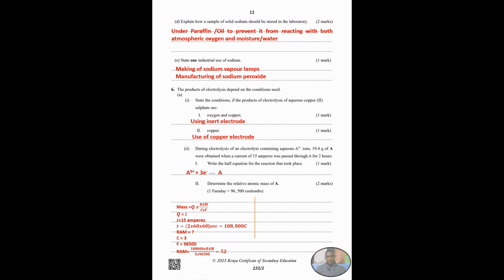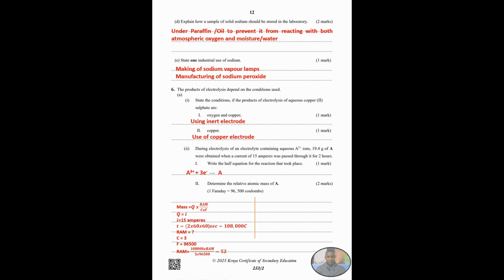So in my case, I have to determine Q, and Q is given by IT. I is the current and T is time in seconds. So my I is 15 amperes, and for T in seconds, I take 2 hours multiplied by 60 to change the time into seconds, so I'll be able to get the time in seconds.